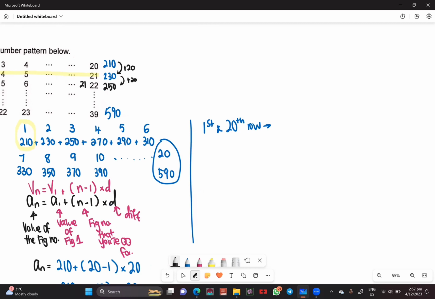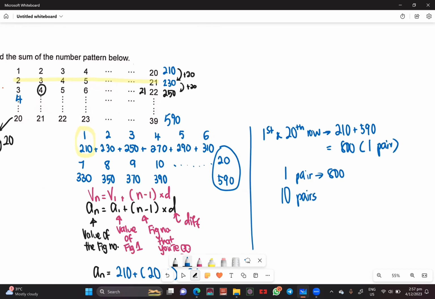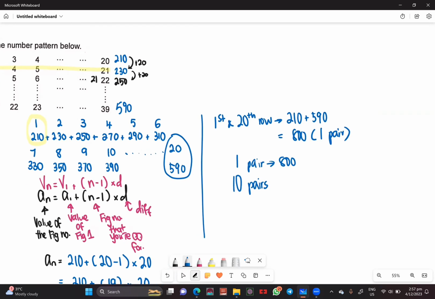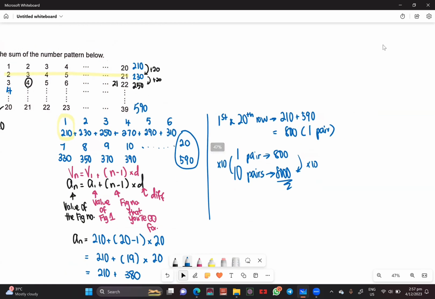What is the total for the first and the 20th? 210 plus 590, and this gives me 800. This is my one pair. Since one pair has the total of 800, how many pairs are there in total? 10 pairs. Why 10 pairs? Because there are 20 rows in total, and one pair is 2 rows. 10 pairs, 20 rows. So you just have to do times 10, and you will get 8,000. And 8,000 is the total of the number pattern below.